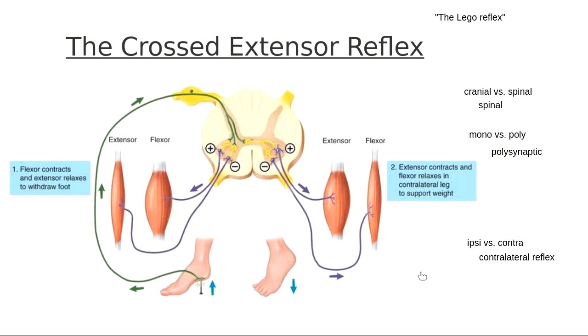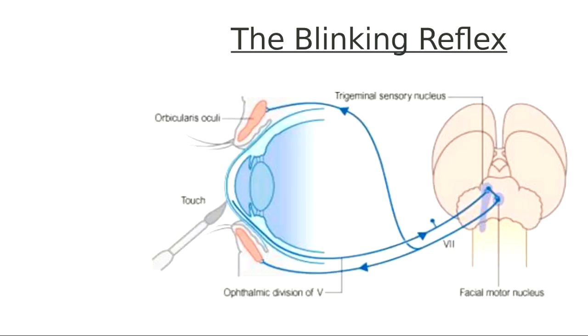All right, one last reflex to talk about today, and then we're going to call it good. Here's my last one. So let's go through our classifications. It was cranial versus spinal, monosynaptic versus polysynaptic, and our final one was ipsilateral versus contralateral. We'll do this one together.